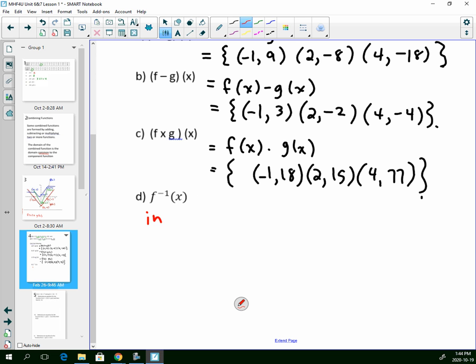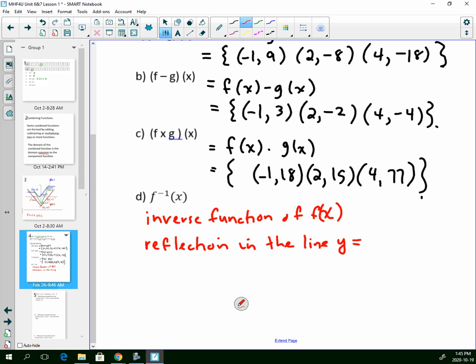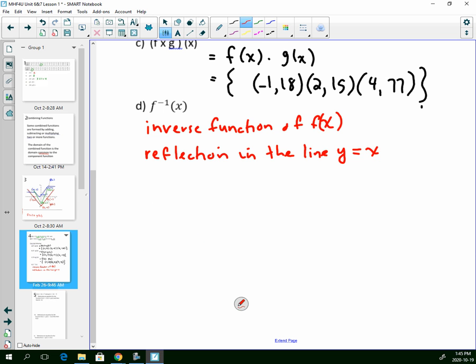Just a note about f of negative 1 x. Remember that this is the inverse symbol, right? This is the inverse function of f of x. I just want to review what that means because we will be using the inverse function in this unit. The inverse function, the definition, is the reflection in the line y equals x. So what does that mean?